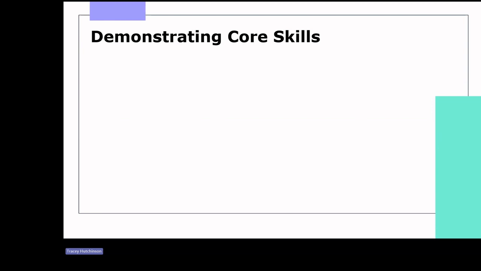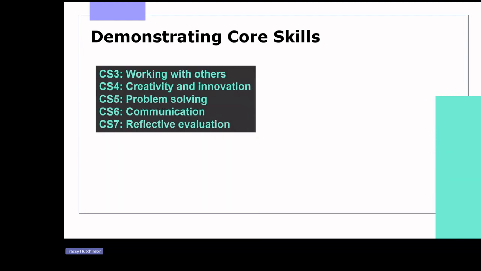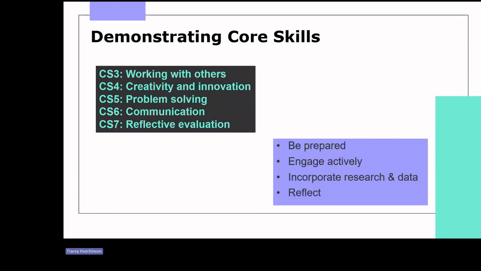Task 5 offers an opportunity to demonstrate various core skills, including working with others, creativity and innovation, problem solving, communication, and reflective evaluation. To demonstrate these core skills in this type of assessment, students should be prepared, so familiarise themselves with the research, data and presentation from previous tasks to boost their confidence when contributing to the group discussion.